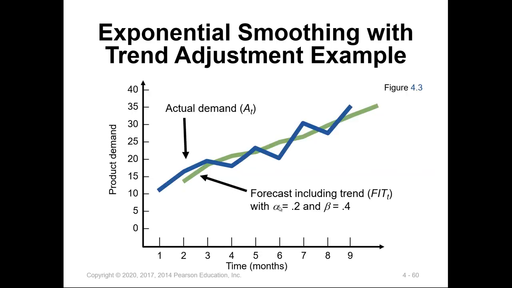Drawing the graph for the results, we can see the actual demand compared to the forecast including trend. The green line is passing through the middle and very close to the actual demand. So you can see how the green line that we just created, which is FIT, the forecast including trend, is very close, and it passes through all the points on the actual demand. So it's closer to the actual.